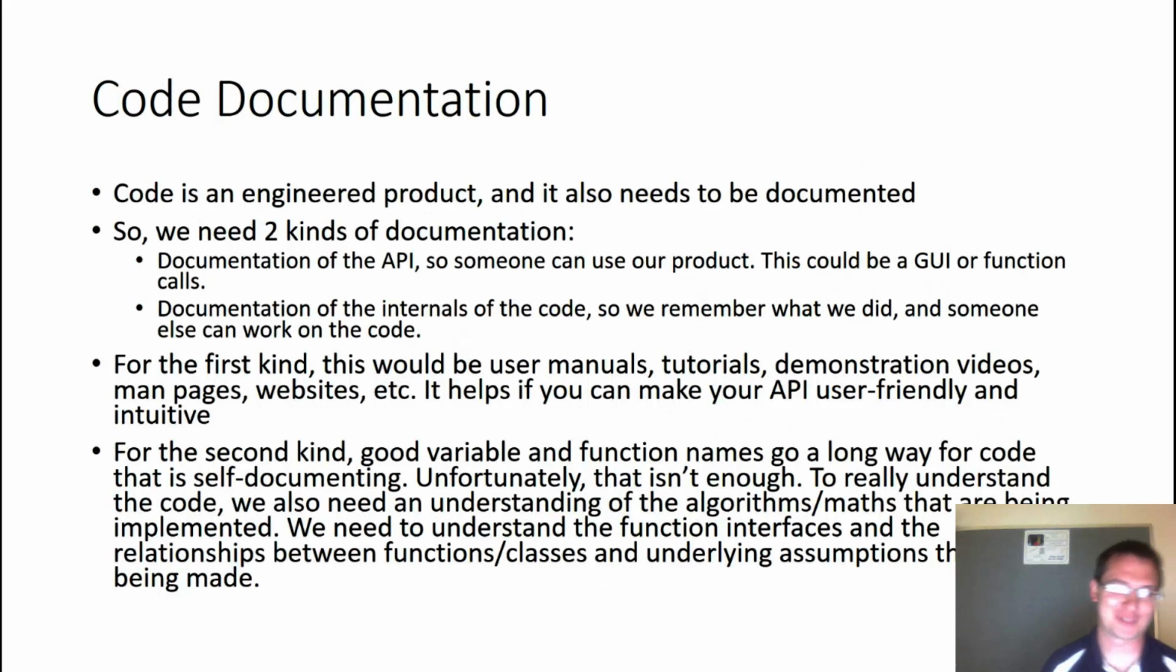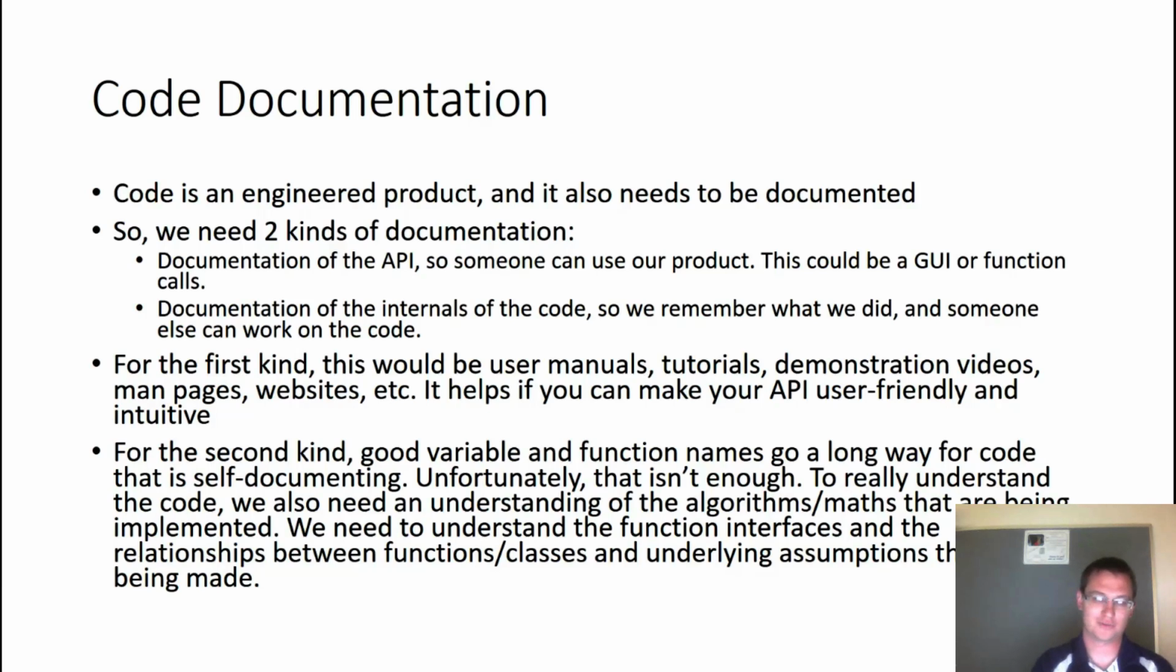So anyway, code. We're talking about code. Code is an engineered product, and so it also needs to be documented. So you need two kinds of documentation. Documentation of the API, so someone can actually use it. This could be the GUI or the function calls if you're writing a library. And then documentation of the internals, so we can remember what we did and so someone else can work on it.